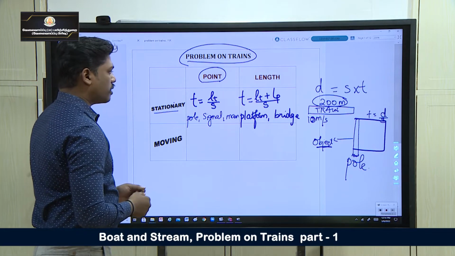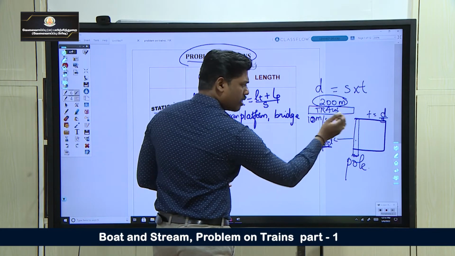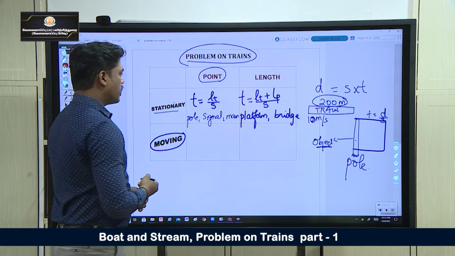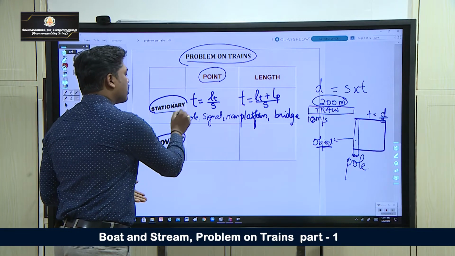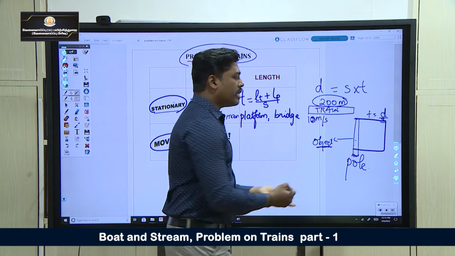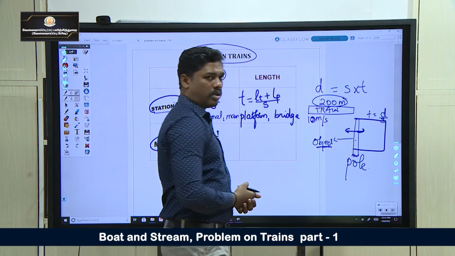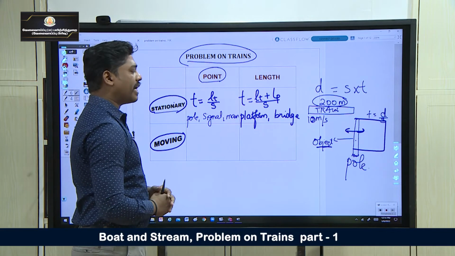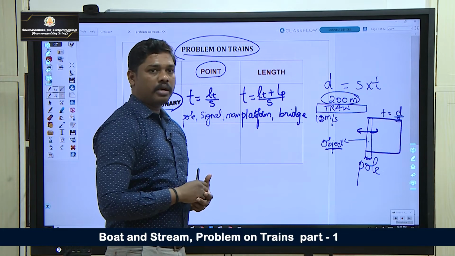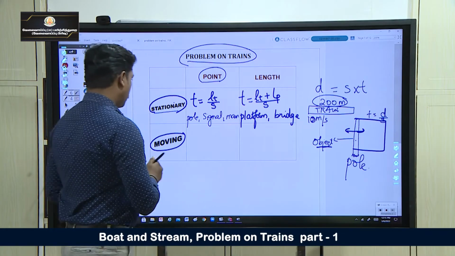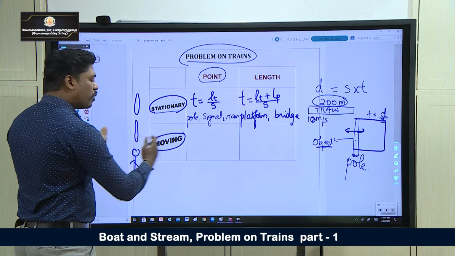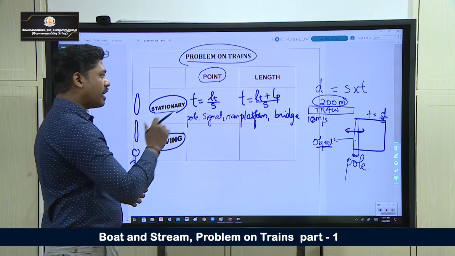Okay. So now, when the same object, look at here, now it is a moving point. Before it was stationary, the object was a fixed one. Now the same object is moving. So for a moving point, what example can I tell? A man is a point. A pole is a point. A signal is a point. A pole, a man, a signal, they have no length. They are only mentioned as points here.